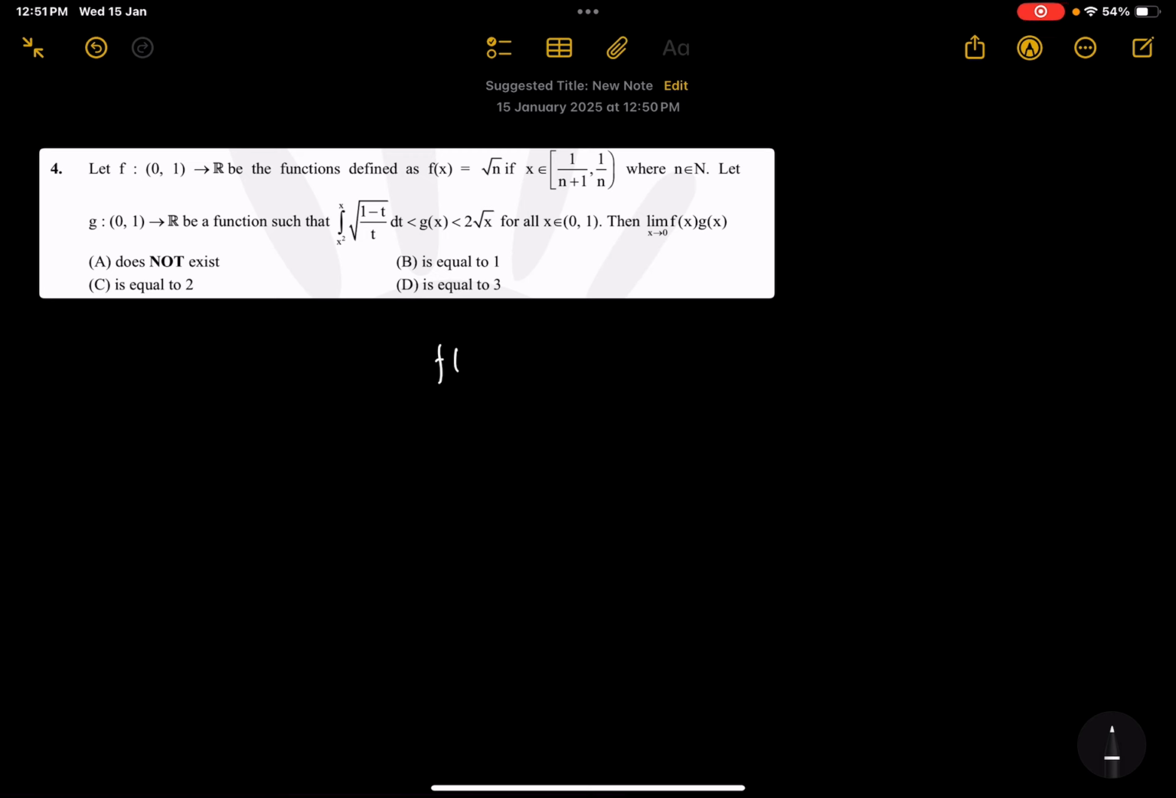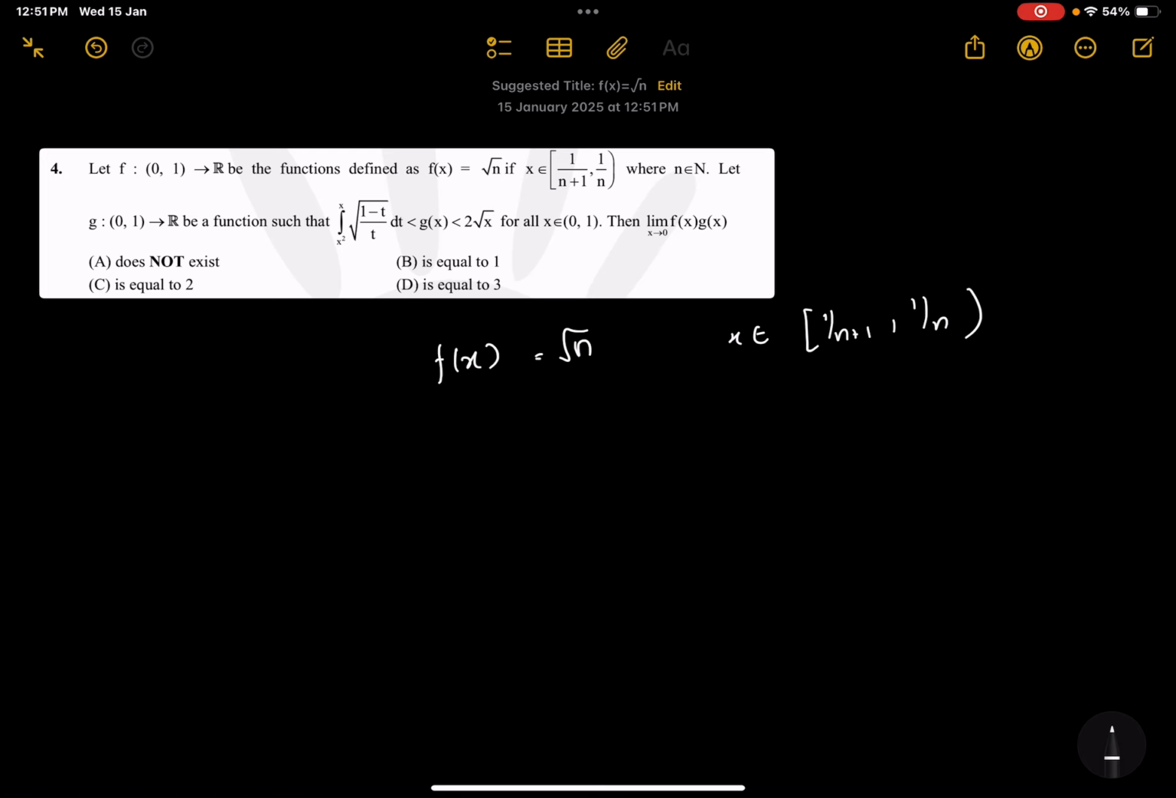So we are given that fx equals root n when x is in 1 by n plus 1 to 1 by n. Notice that as n goes to infinity, so that is limit fx as x goes to 0, this is not bounded, right? So regardless, let's try to bound fx.